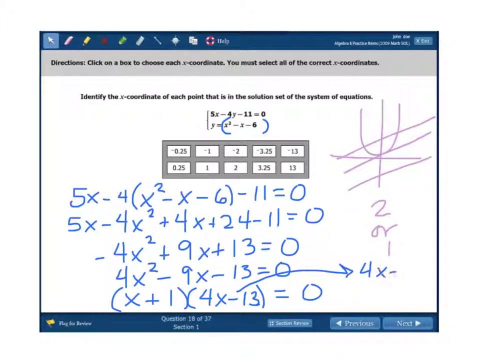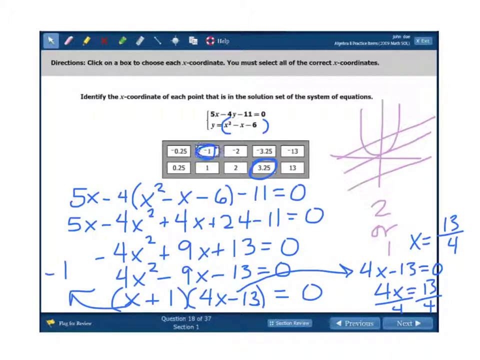But you are going to want to remember to set this equal to 0 and solve it. We get 4x = 13, and divide by 4, and x = 13/4. And 13/4 is indeed equivalent to 3.25. Notice that is definitely positive, so make sure we get the positive. This one gives me a zero of -1. So those are the two solutions for the x coordinates of the points in this system of functions, in this case, this linear and nonlinear system.